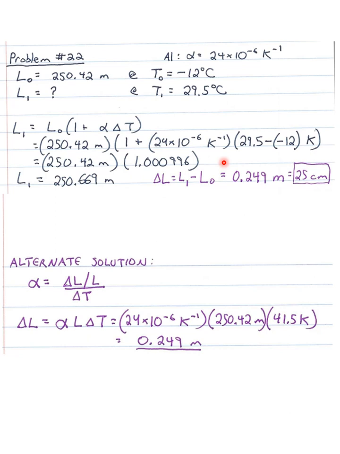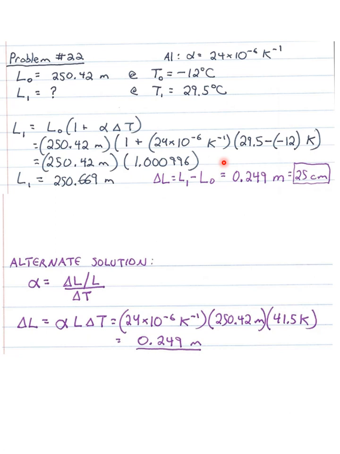And when you apply this equation in these problems, it will always be something very small, not much different from 1. If it's expansion, you see something like this, a typical value, 1.000996. If it's a contraction, you might see something like 0.9995, but it'll be something very, very close to 1. So what we get is that the final length on this summer day is 250.669 meters.